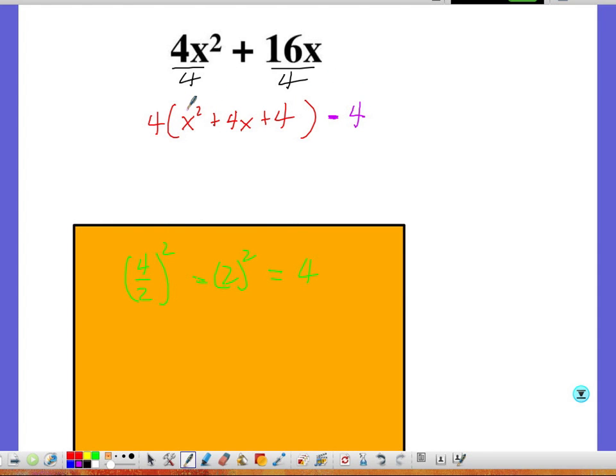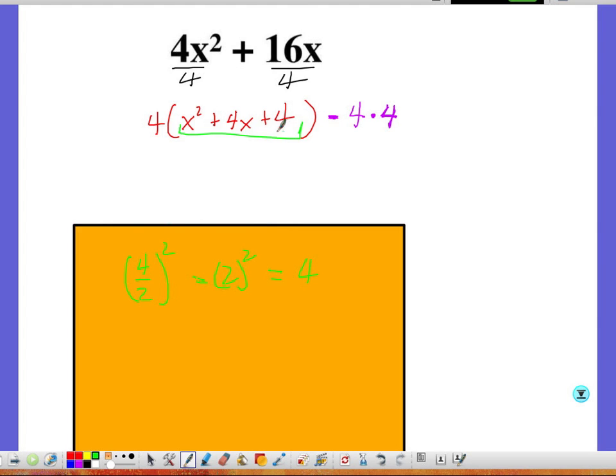And because I divided the first two terms by 4, that means I have to multiply this minus 4 by 4 in order to keep everything balanced. And so now I have everything balanced here. Since I added 4 inside the parentheses, I have to subtract 4, and because I multiplied by 4 here, I have to multiply by 4 here. And so now I can continue doing the rest.